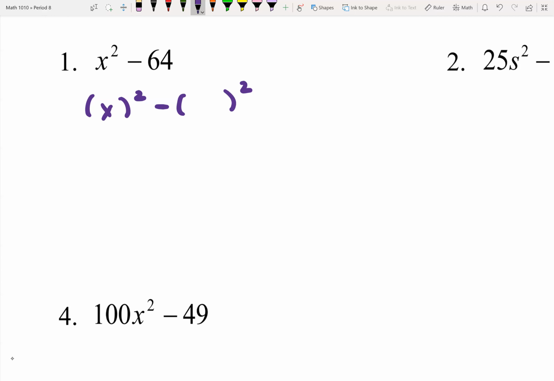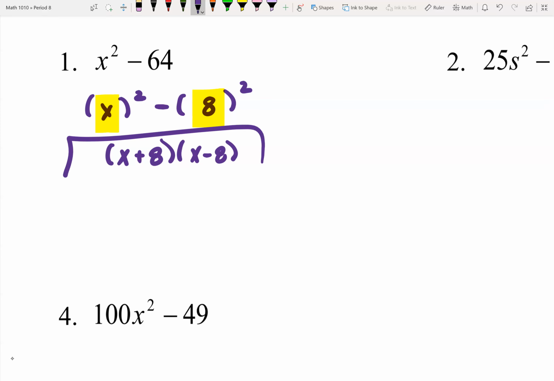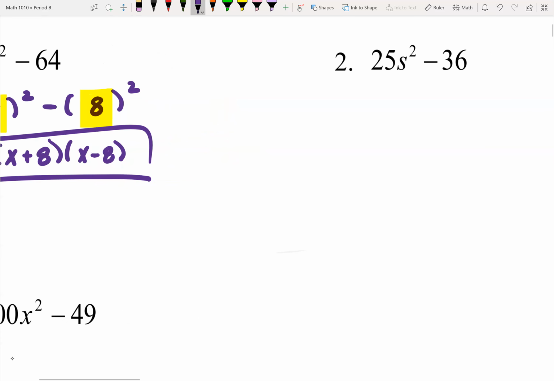Thank you. What to the second gives you 64? What times itself gives you 64? That's an 8. So look, here's your a, here's your b. The answer is a plus b, that's x plus 8, times a minus b, that's x minus 8. That's your answer, and you're done. That's it. Question B.